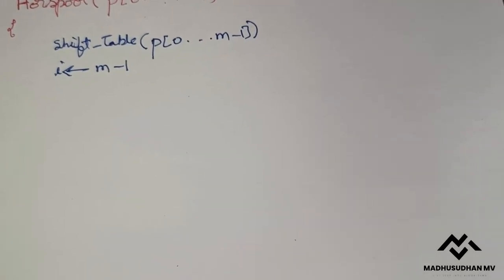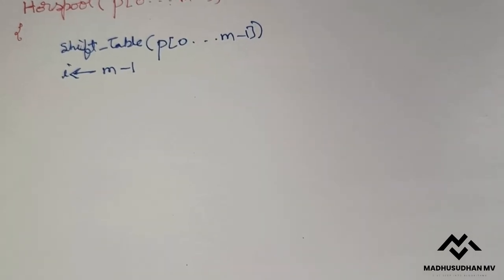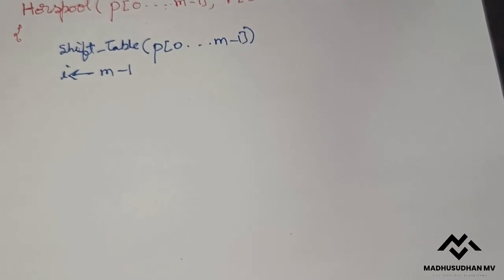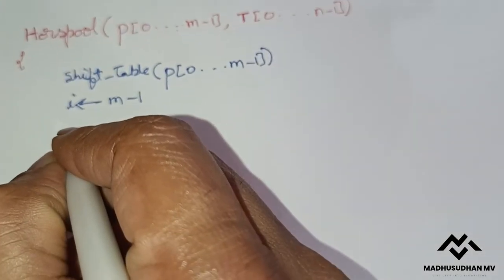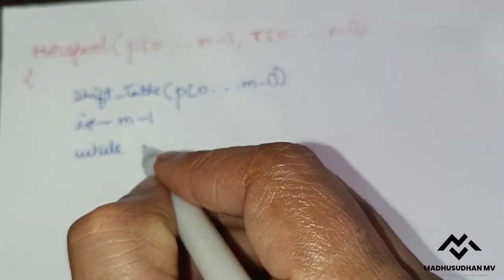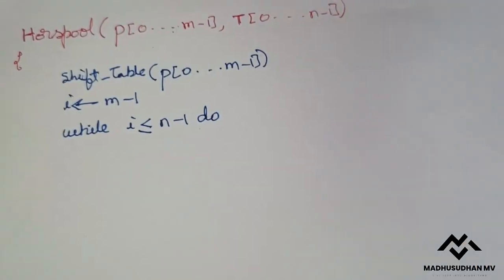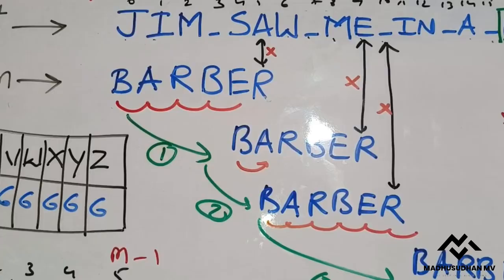Now this character, I should keep comparing with the characters of the text till my pattern reaches the last character. The last character of the text is what? N minus 1. So I don't know when I will find it, so I will use while. In this while, I is less than or equal to N minus 1, I need to repeat all these things. So what do I have to repeat? First, initially, when I align the pattern against the text, initially how many characters?